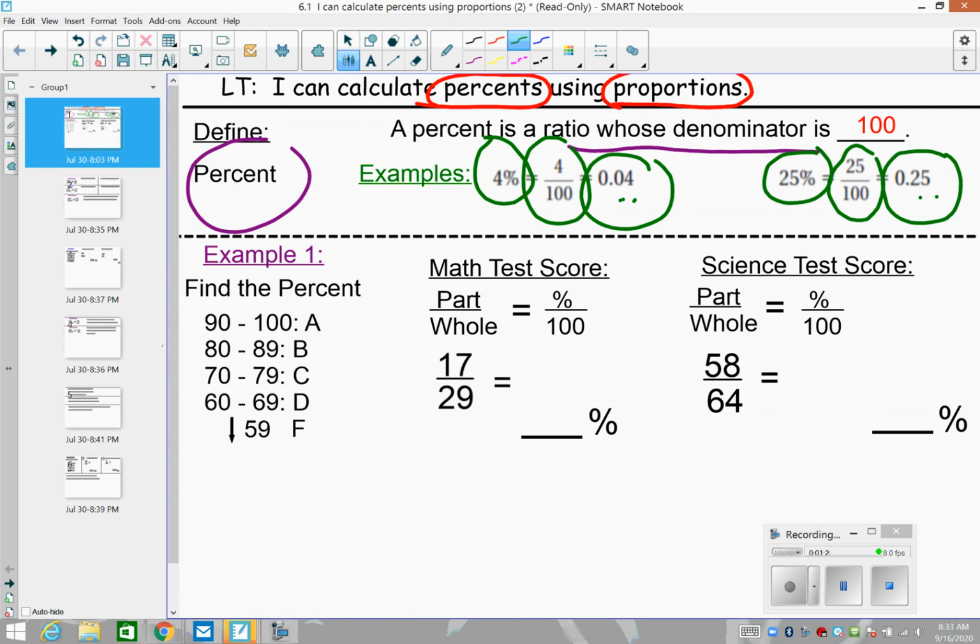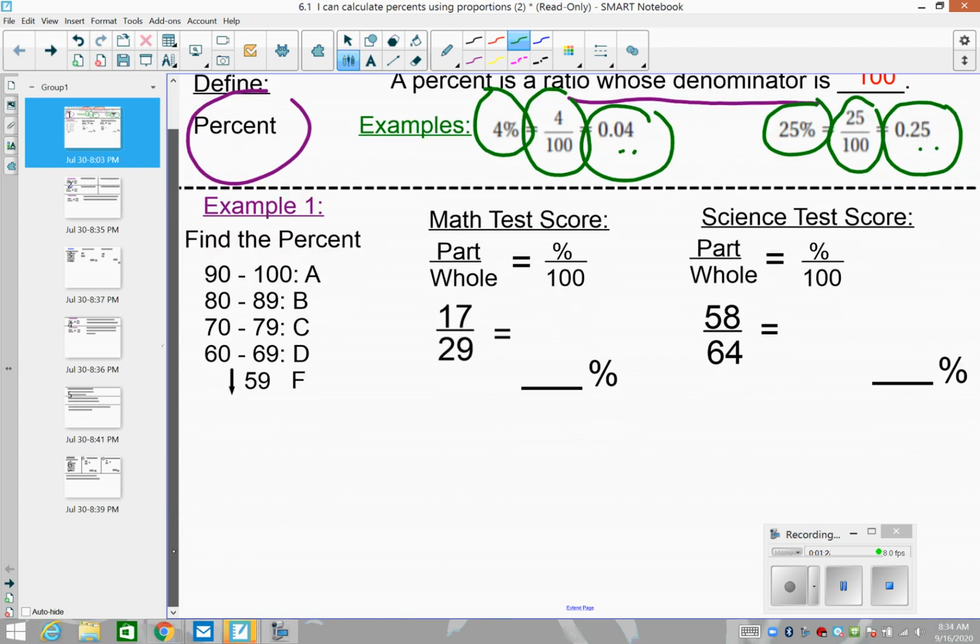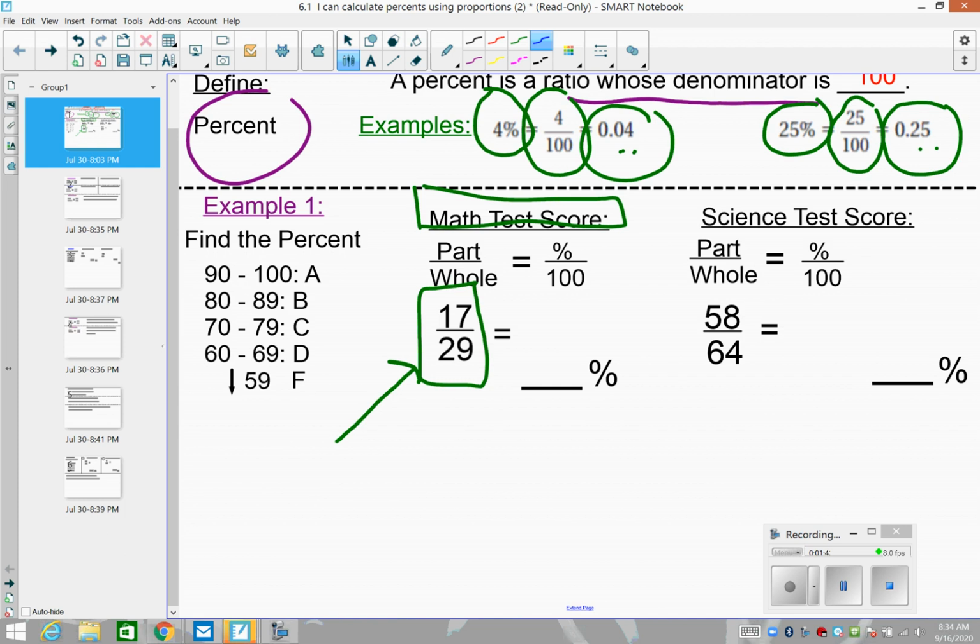So the best scenario really is when we talk about test scores, because that's something that you're all very familiar with. So if we take this math test score and you got 17 out of 29, you can see that this test is not measured out of 100. In order to calculate the percent, we want to know, well, then how much would that be out of 100? So really what we're trying to do is get the relationship in proportion out of 100. So we're trying to figure out what value would we get out of 100. How is that equivalent to 17/29ths?